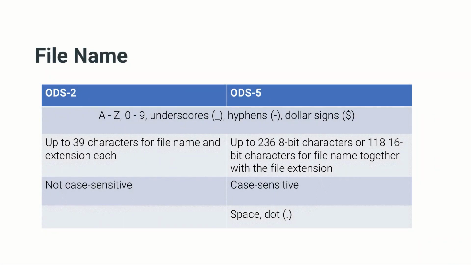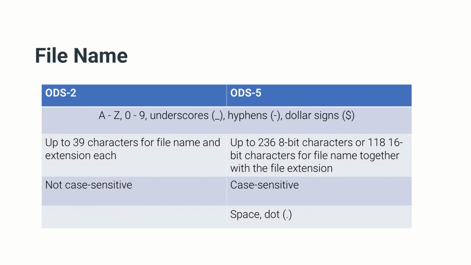This table states what characters you can use if you have ODS2 or ODS5. File names in ODS2 can have up to 39 characters, including letters from A to Z, numbers from 0 to 9, underscores, hyphens, and $ signs. In ODS2, file names are not case-sensitive. They are always stored in uppercase. In ODS5, the case is preserved. It also allows you to use more characters in your file names and file types.